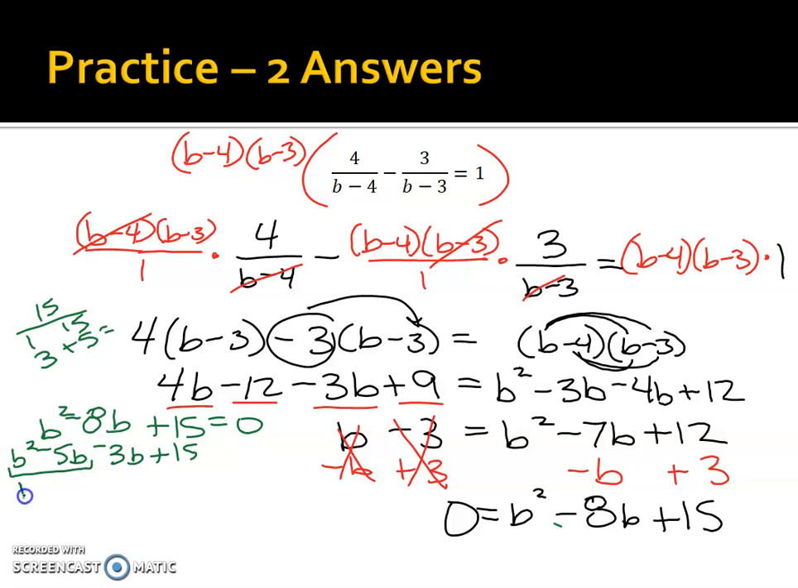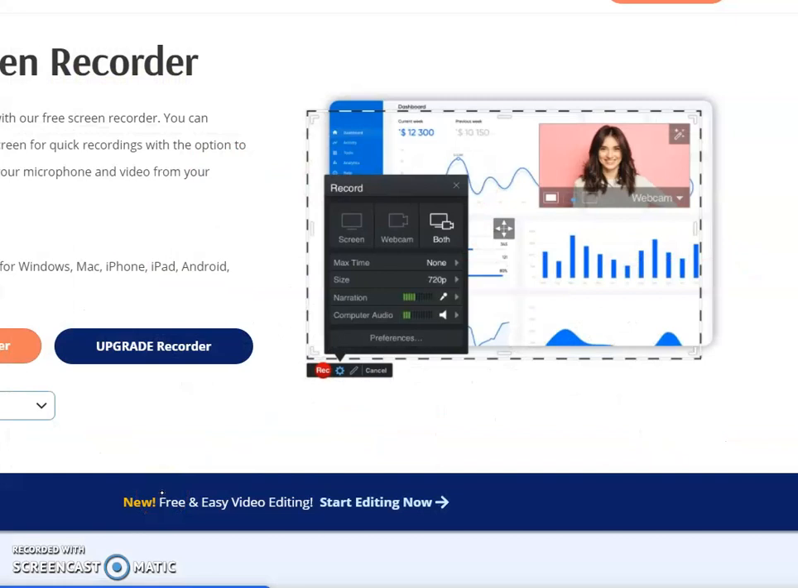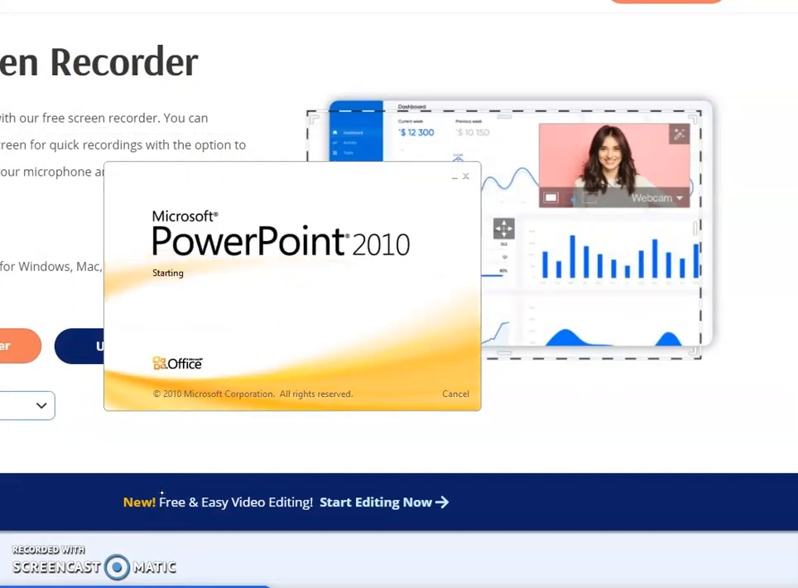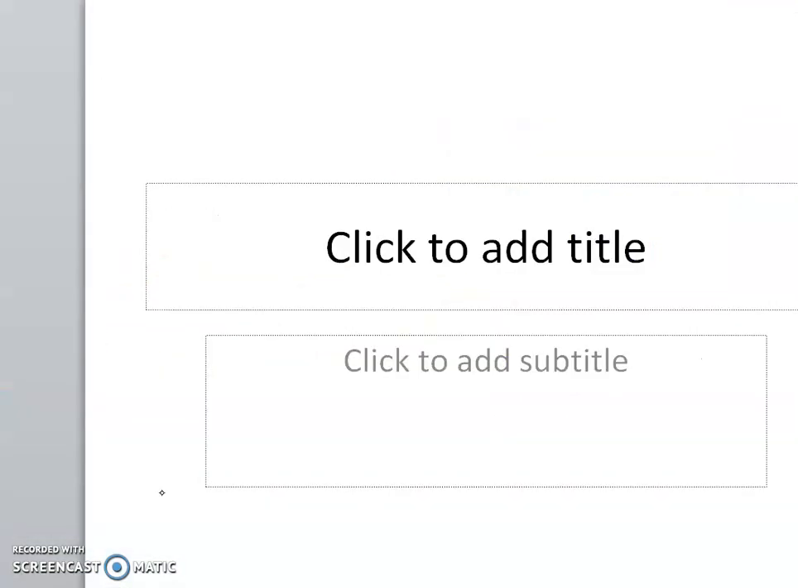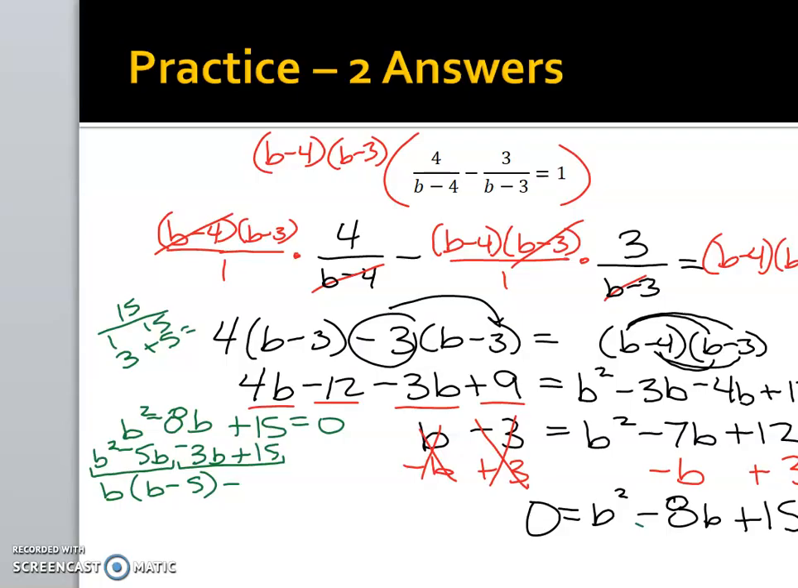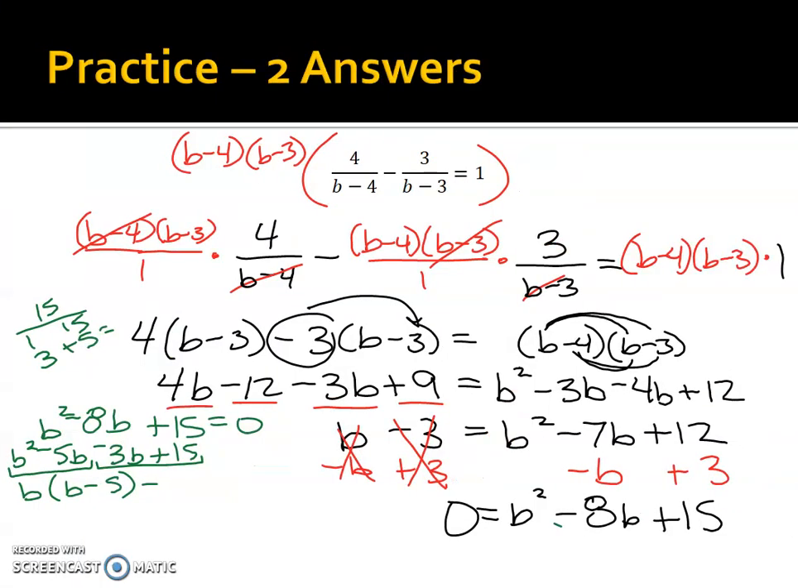What can I pull out of these first two? Well, I can pull out a b. Leaves me with b minus 5. What can I pull out of these second two? Well, there's a negative there, so I've got to pull out a negative, and I can pull out a 3. I don't know why it's doing this, guys. Okay, and now we're back. So I can pull out a negative 3, which leaves me with b minus 5. So my two factors are b minus 3 times b minus 5.